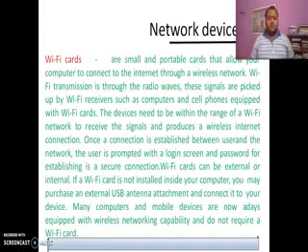Right, once a connection is established between the user and the network, the user is prompted with a login screen and password for establishing a secure connection. Now it is up to the authenticator whether it will give the authentication or not. Wi-Fi cards can be external or internal.